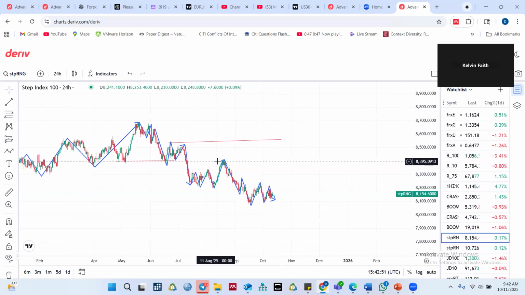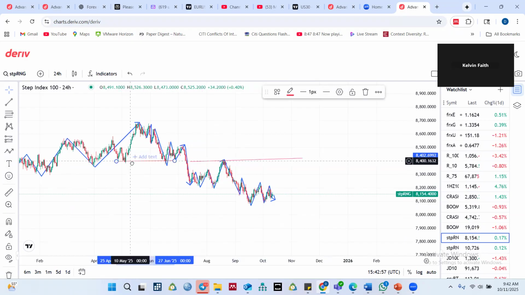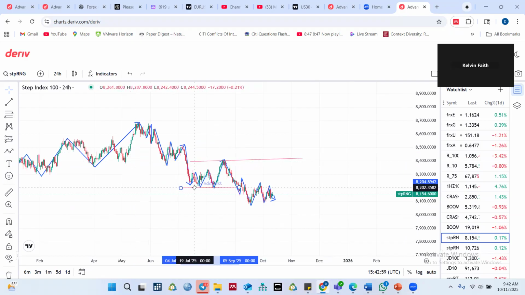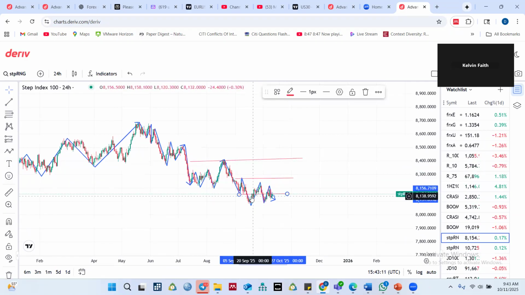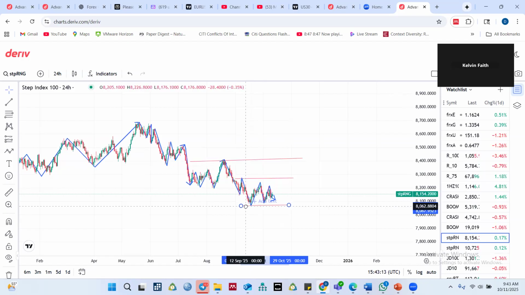So from up here, did we take a new low? Yes, we took that low into this area and then pulled back into here. So from here we have a new break of structure. This low is taken out, and therefore we have this new range.